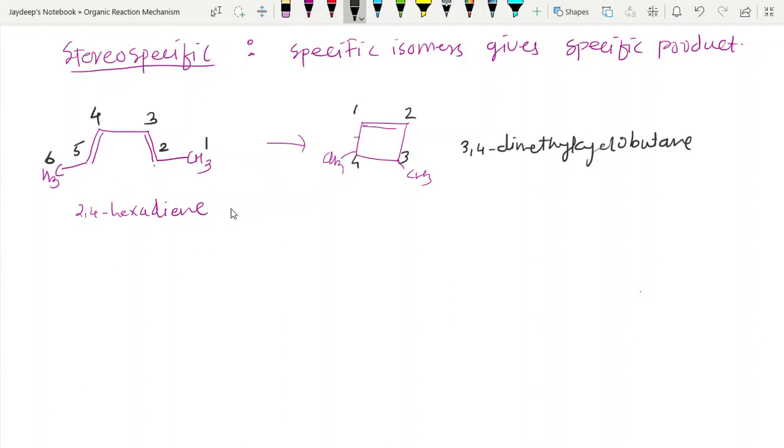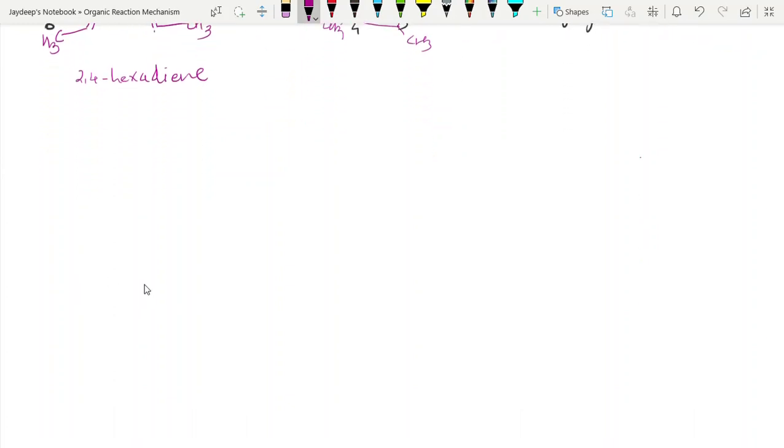So when this 2,4-hexadiene is heated, or is considered thermally or photochemically, it gives this type of product. But the geometry we didn't see here. We have to see the geometry of these molecules. For that purpose, we have to consider thermal and photochemical reactions individually. So let us see this reaction thermally and photochemically. So this is CH3 and this is CH3. Initially we are going to consider it thermally.